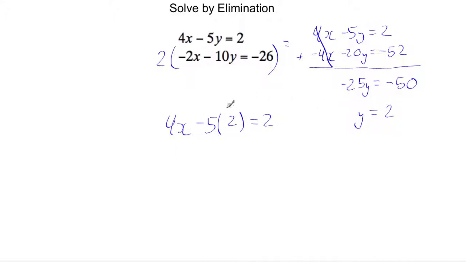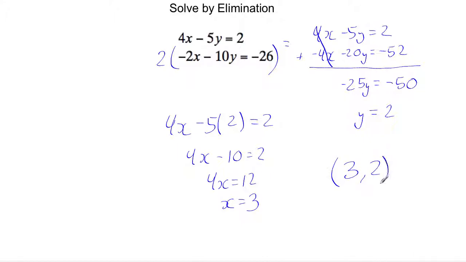So I substitute in 2 for y. So I get 4x minus 10 is equal to 2. So 4x is equal to 12, or x is equal to 3. So my final point of intersection is 3, 2. And again, this represents an intersection point of these two lines.